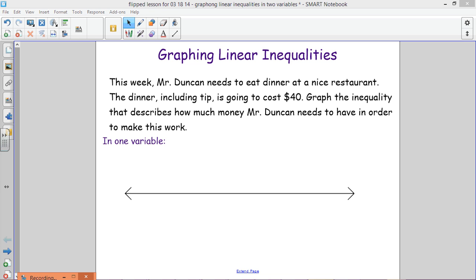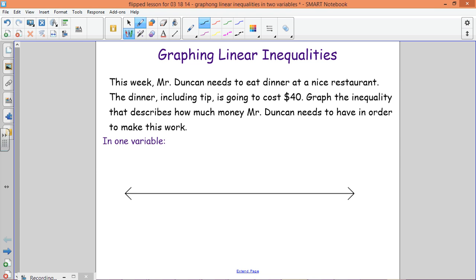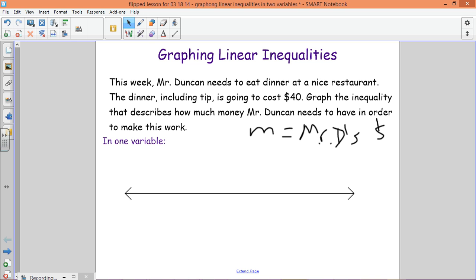So here we are with this problem. This week Mr. Duncan needs to eat dinner at a nice restaurant. The dinner, including tip, is going to cost $40. So you need to graph the inequality that describes how much money Mr. Duncan needs to have in order to make this work. Great. So what we're going to do here is come up with our variable. I'm going to use M for Mr. D's money, Mr. D's moolah, and I need to just graph the inequality that describes how much I need to have in order to not be embarrassed and have to, I don't know, wash dishes to pay for my dinner.